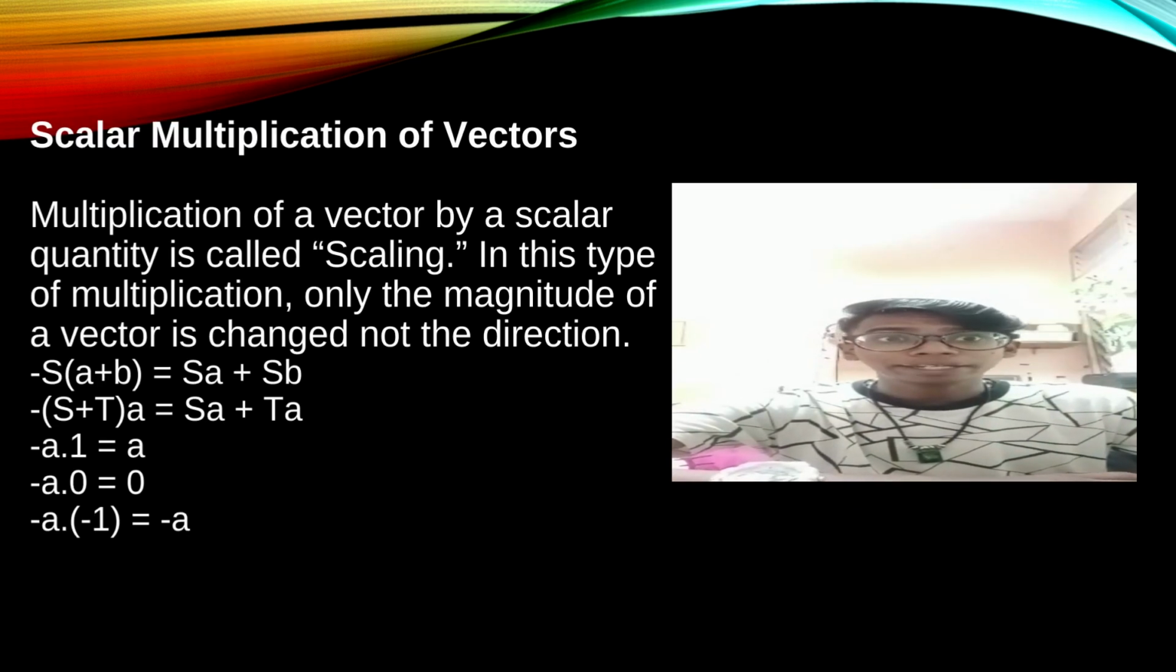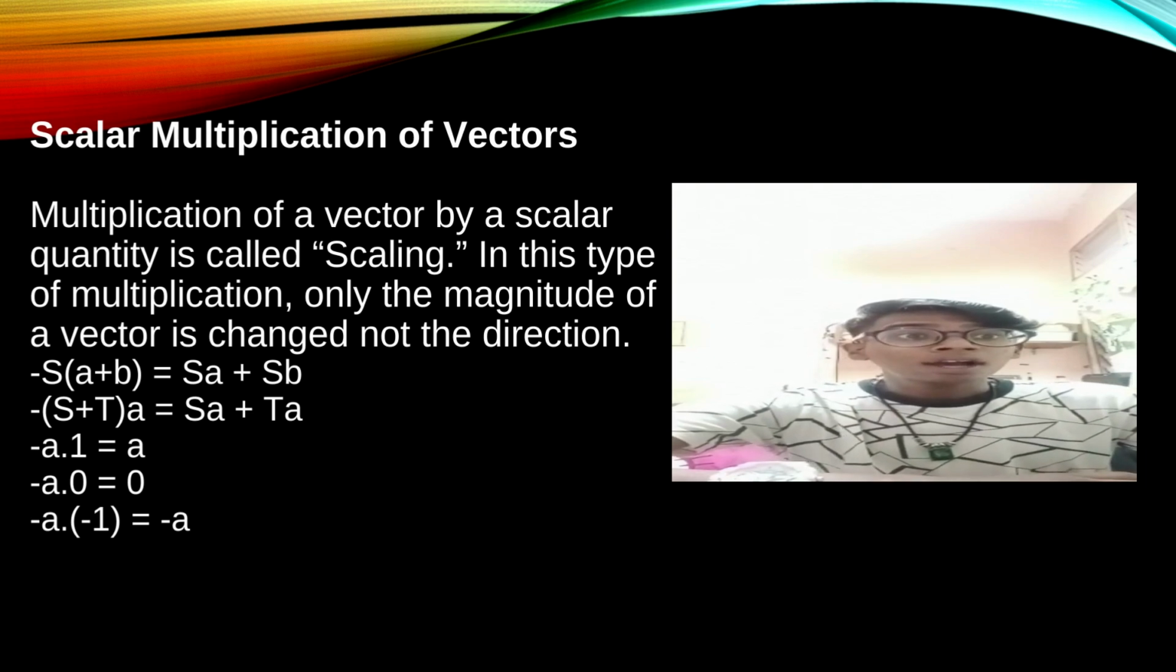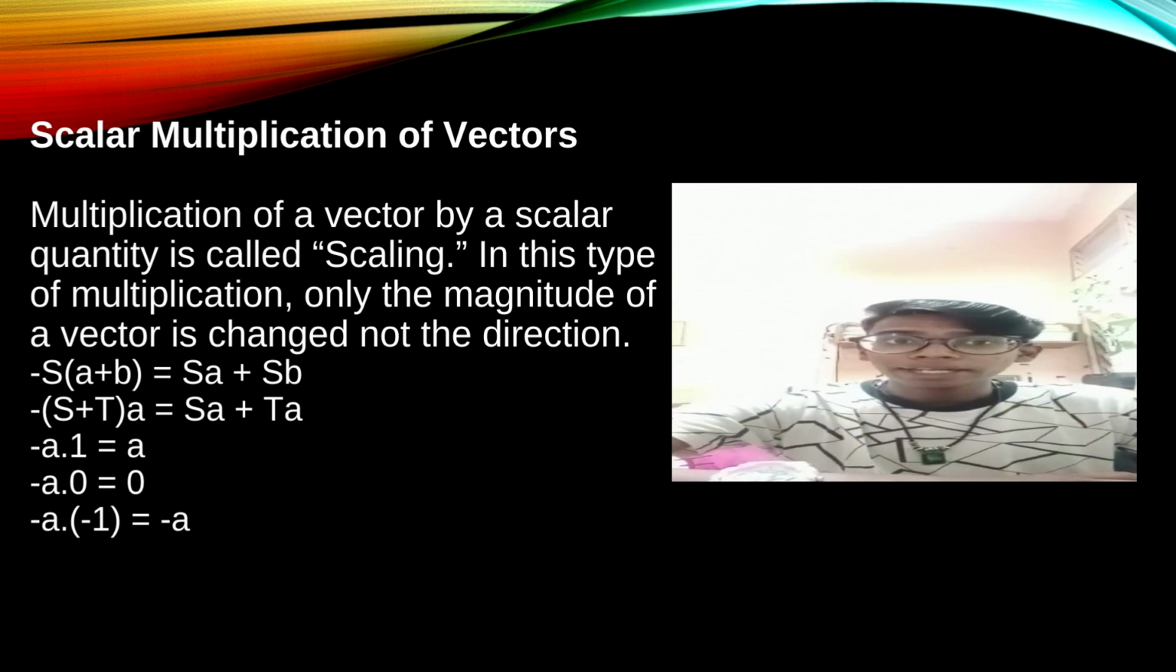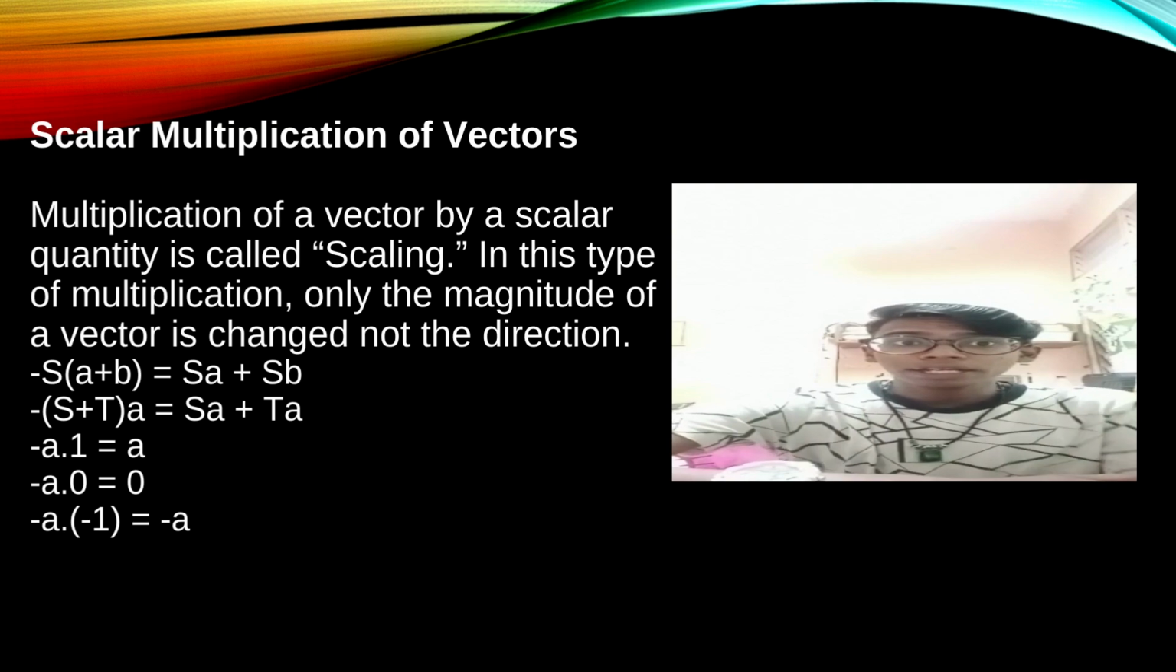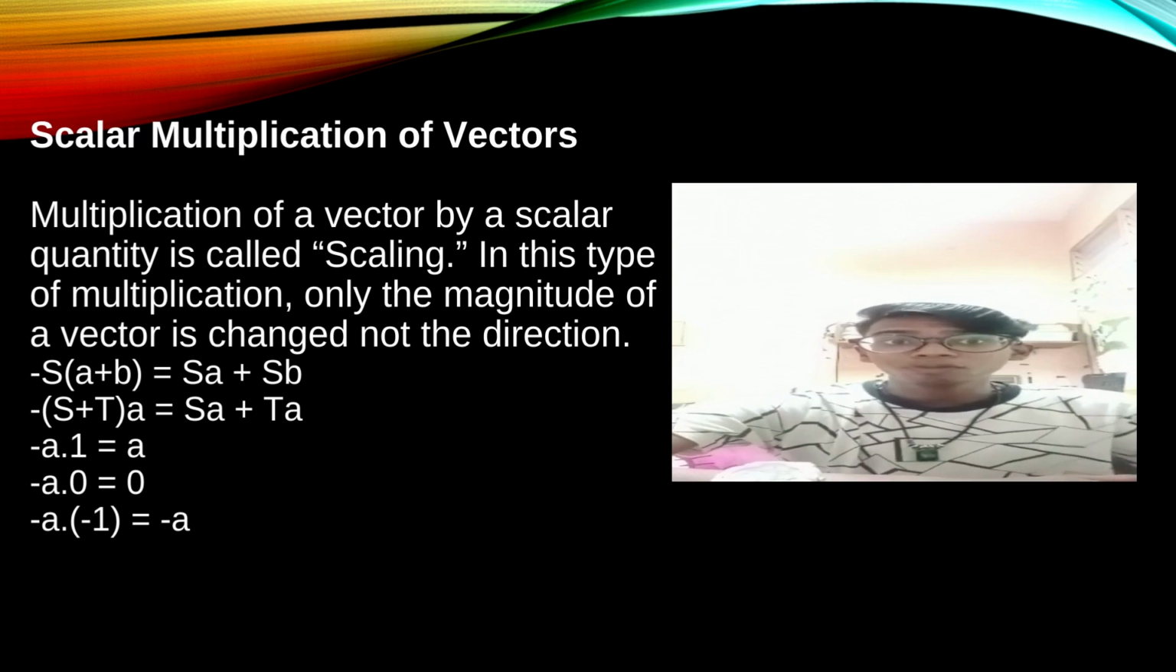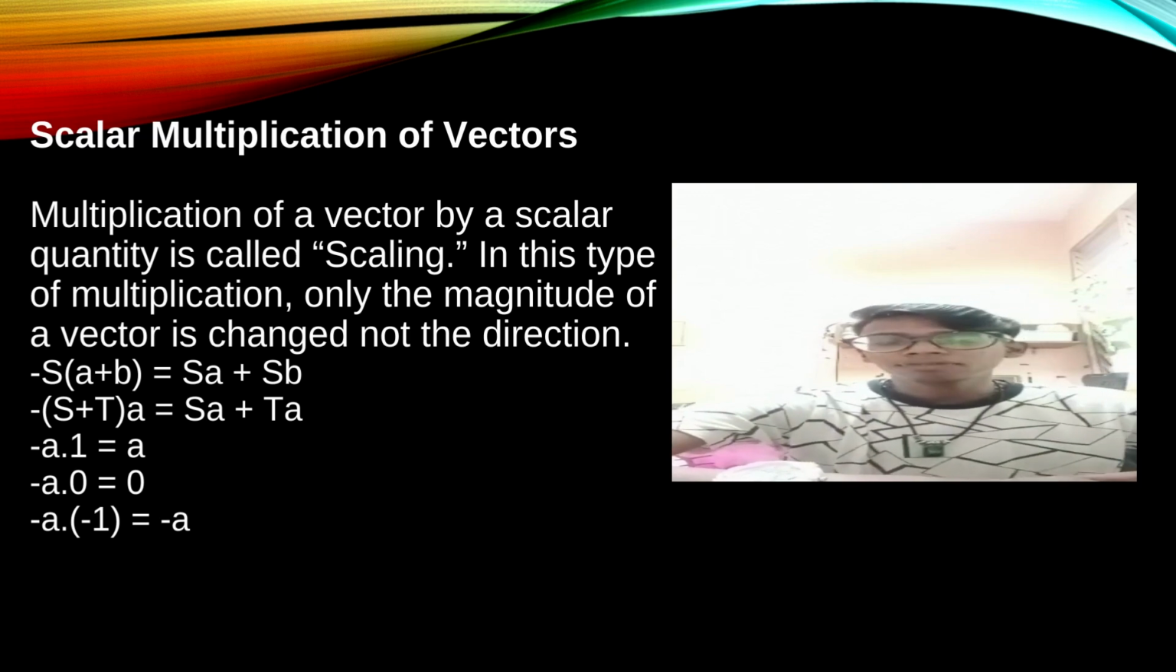Scalar multiplication of vectors. Multiplication of a vector by a scalar quantity is called scaling. In this type of multiplication, only the magnitude of a vector is changed, not the direction. For example, s(a plus b) equal to sa plus sb. (s plus t)a equal to sa plus ta. a times 1 equal to a and a times 0 equal to 0. So a times negative 1 equal to negative a.